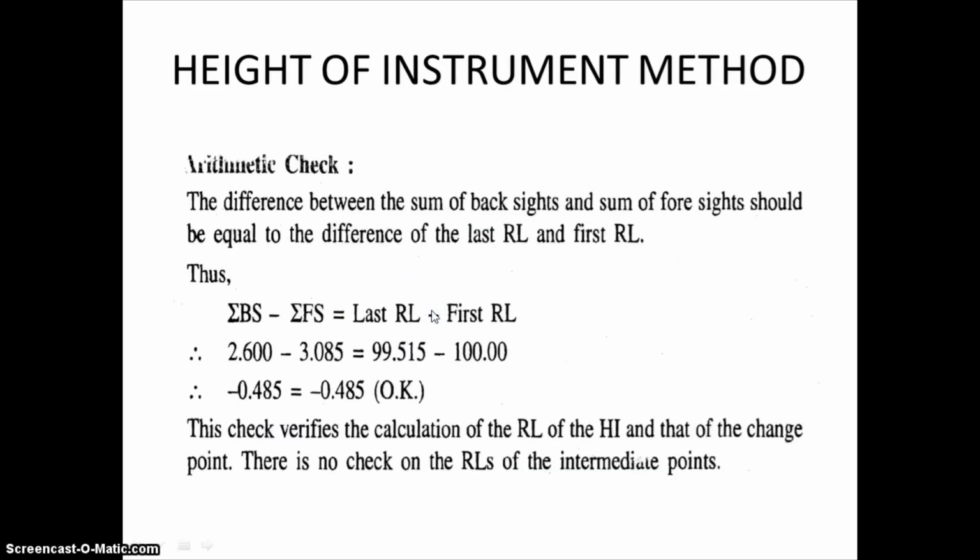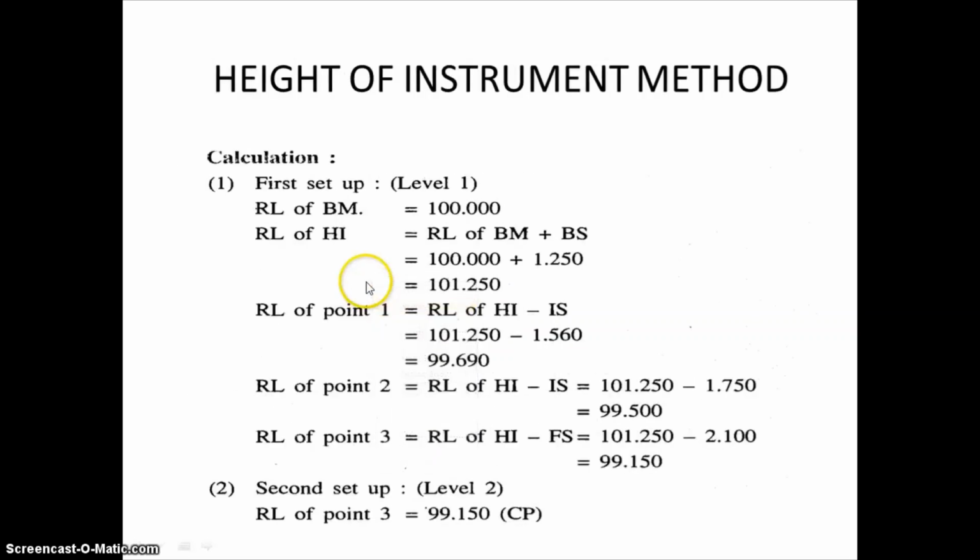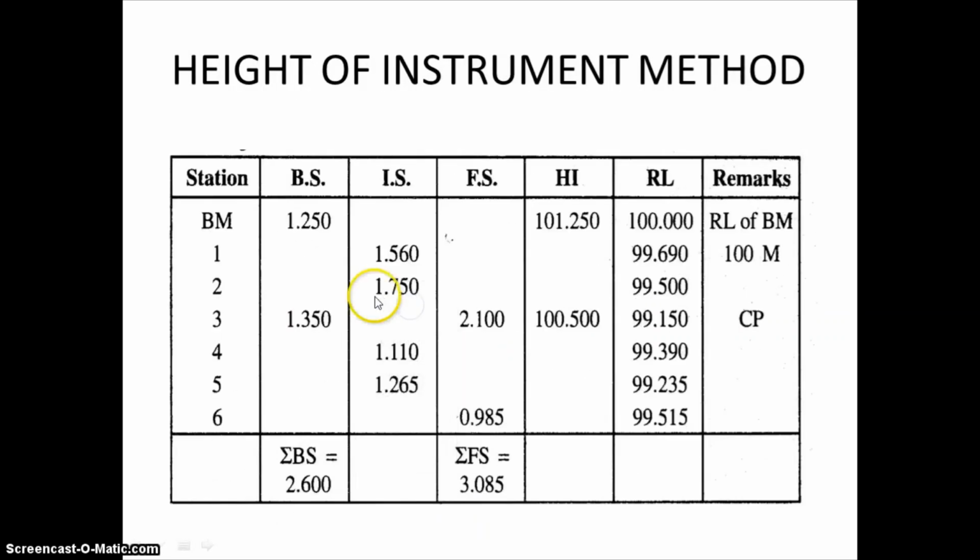And once you calculate all these things, finally you have to do the arithmetic check that we have already seen in comparison also. And what is that? The difference between the sum of the backside and sum of the foresight should be equal to the difference of the last RL and first RL. Meaning summation BS minus summation FS is equal to last RL minus first RL. What is summation BS? We already saw it in the previous one, right? This is summation BS, that is 2.600, and summation FS is 3.085. And what is your last RL? This is your last RL. And what is your first RL? This is your first RL.